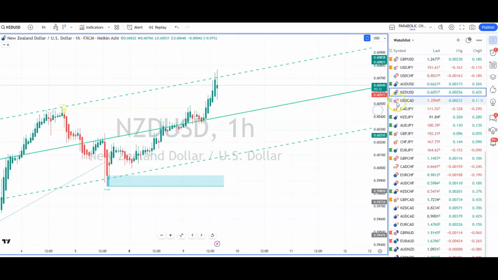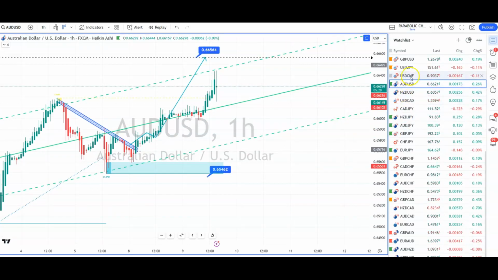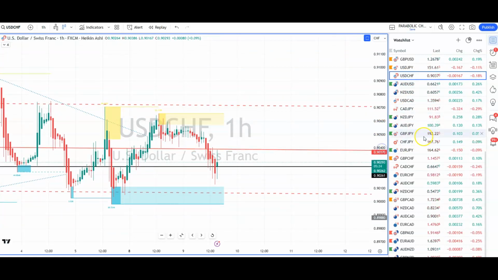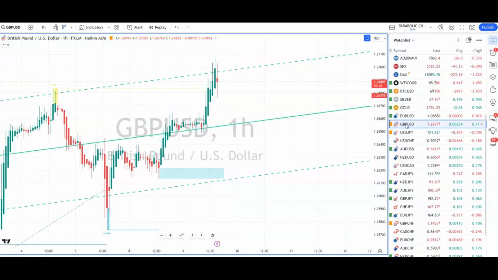Kiwi, Aussie, US Swiss, dollars are very mixed today, and so is gold. So looking very mixed, but it's a fantastic way to trade.